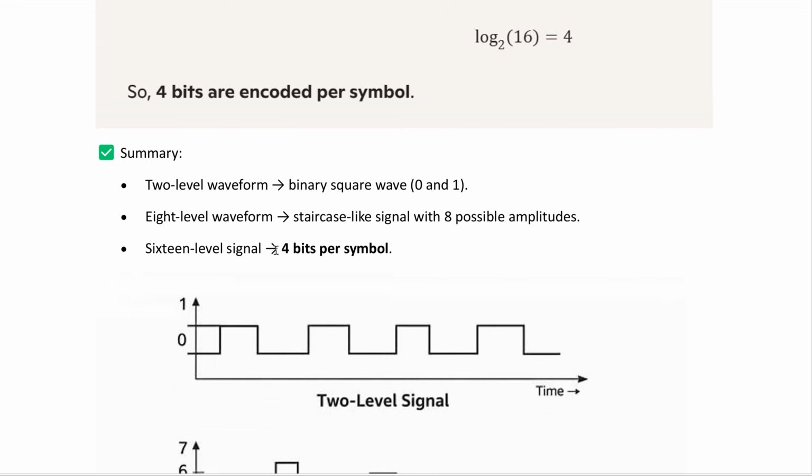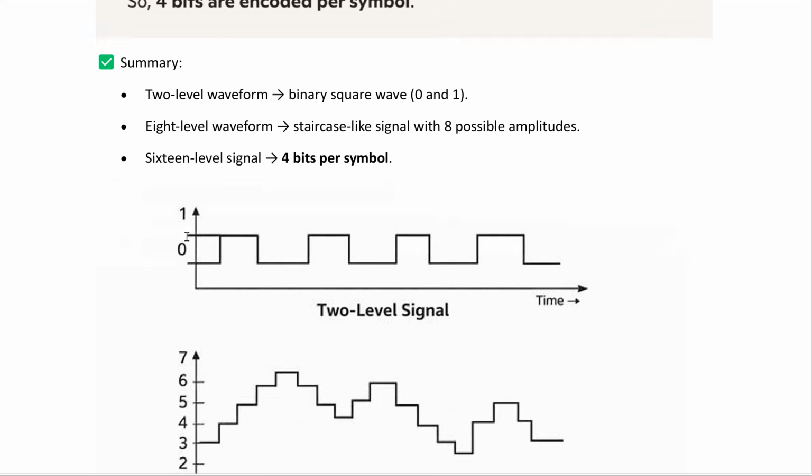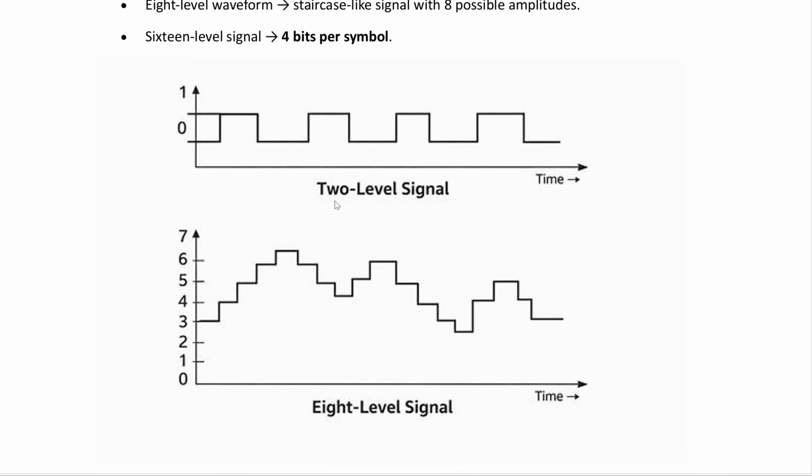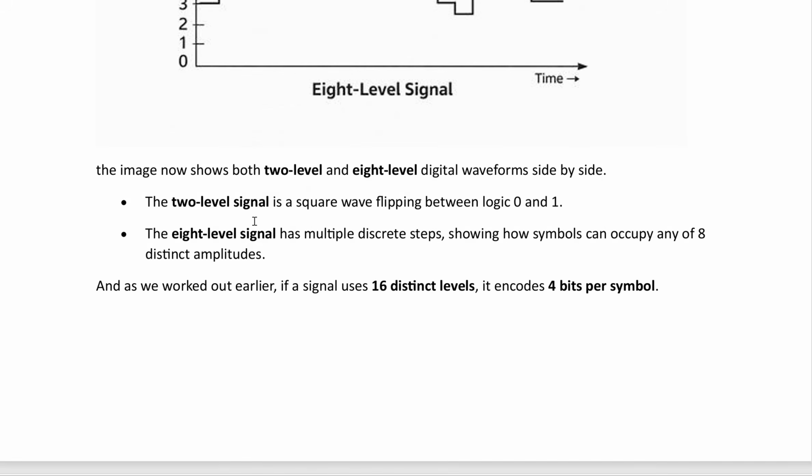So in summary, a 2-level waveform represents a binary square wave, that is 0 and 1. An 8-level waveform is a staircase-like signal with 8 possible amplitudes. A 16-level signal will require 4 bits per symbol. So this is the diagram illustrating the 2-level signal and the 8-level signal. On the x-axis we have time, right? These two diagrams represent 2-level and 8-level signals.